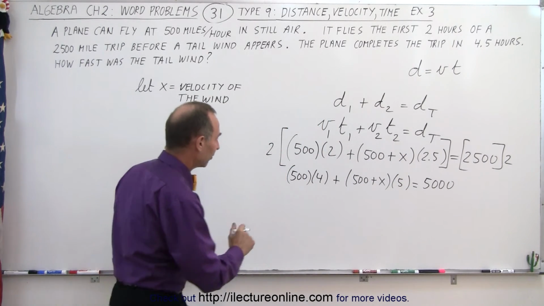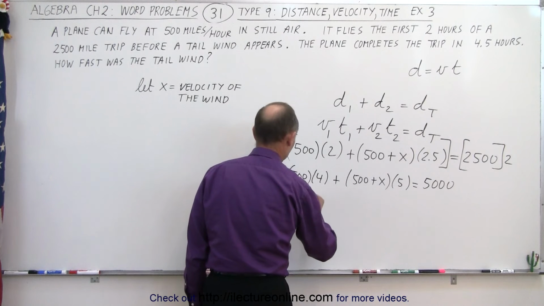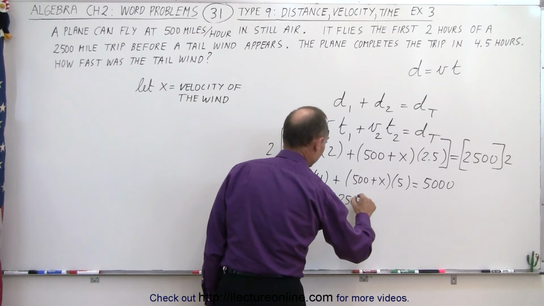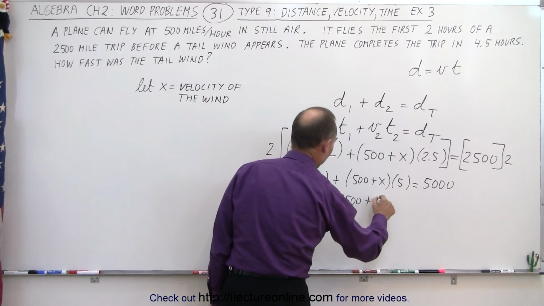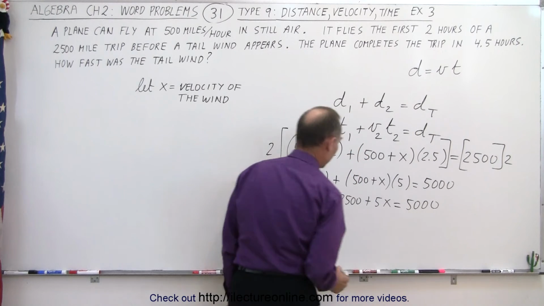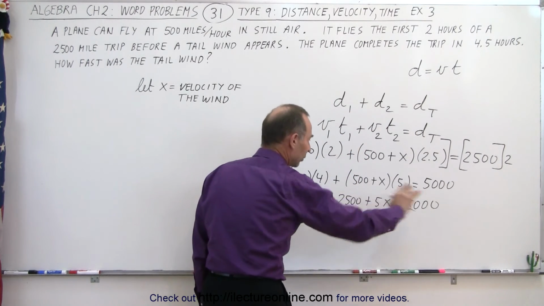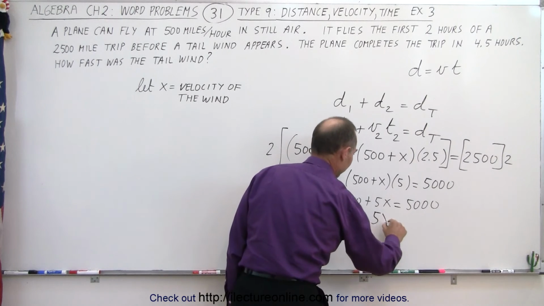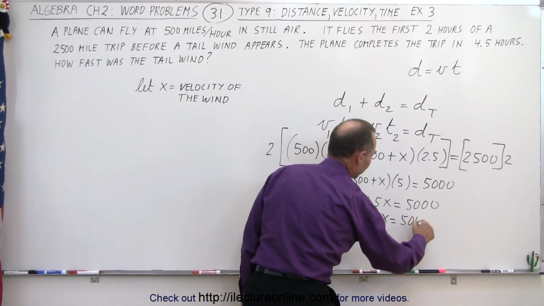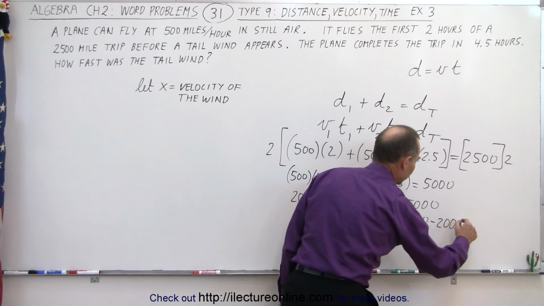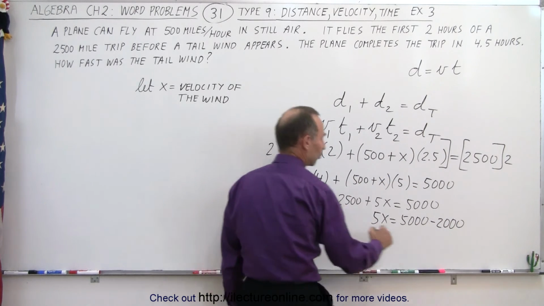Now we get rid of the parentheses. So this is 2,000 plus 2,500 plus 5x is equal to 5,000. Now let's move everything that doesn't have an x to the right side, so we end up at 5x is equal to 5,000 minus 2,000. We'll cross the equal sign, that becomes a negative, minus 2,500.